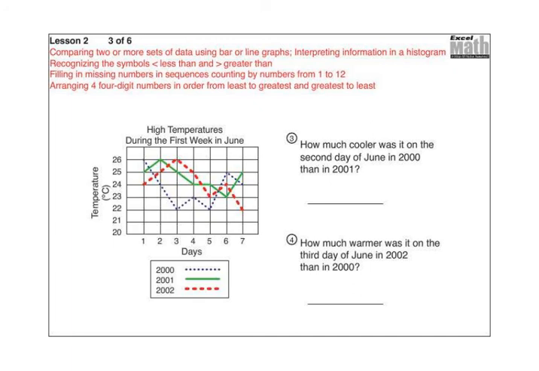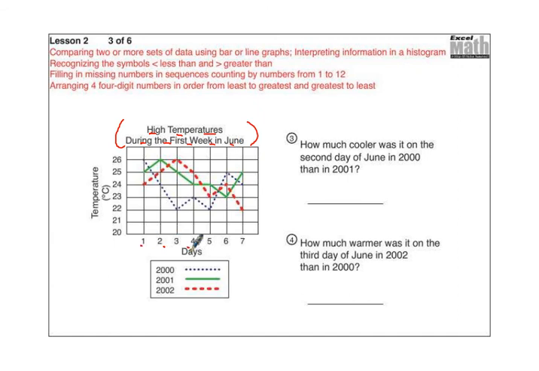All right, here is another kind of graph, and you can see that we have lines going across the graph. So what kind of graph do you think this is? Yes, this would be a line graph. Let's look at the title of the graph up here first. High temperatures during the first week in June.